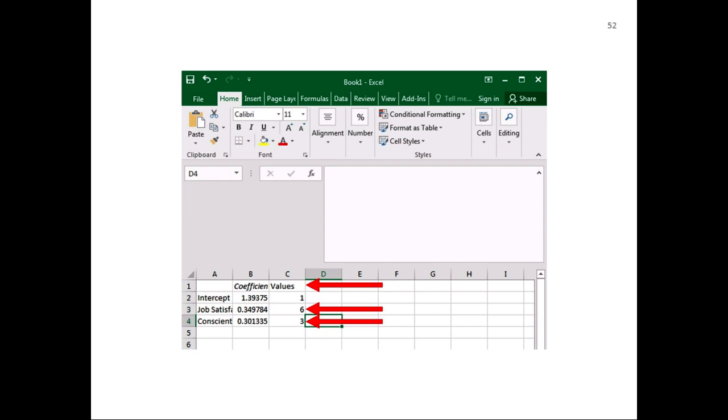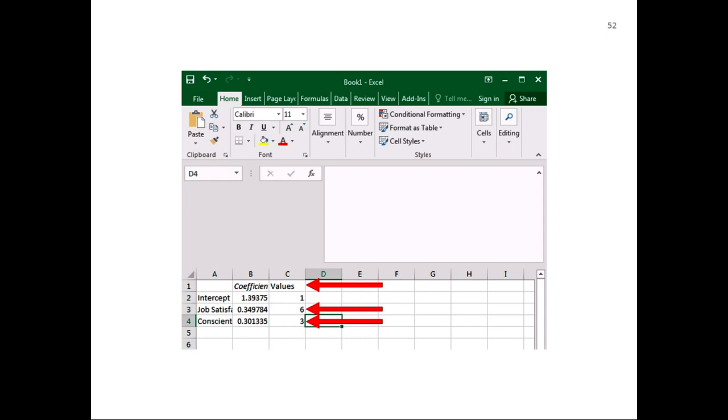Next, we're going to go ahead and input the specified numbers we're interested in. So as you remember, we were interested in number 6 for job satisfaction. So we would go ahead and enter a number 6 on that job satisfaction row right below that number 1. And as you remember, we were interested in number 3 for conscientiousness. So we would enter the number 3 right below that number 6. So we would have a 1 for the intercept, a 6 for job satisfaction, and 3 for conscientiousness.